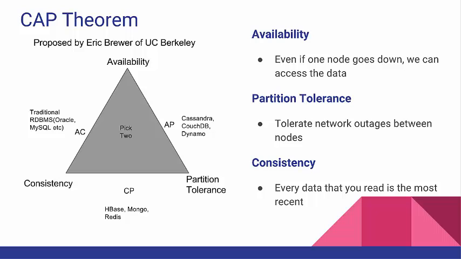Traditional relational databases like Oracle, MySQL, etc. choose consistency and availability, while databases like Cassandra, CouchDB, Dynamo choose availability and partition tolerance, while databases like HBase, Redis, MongoDB choose consistency and partition tolerance. So what does it mean to implement two of these requirements? Let's look at each of the three combinations more closely.